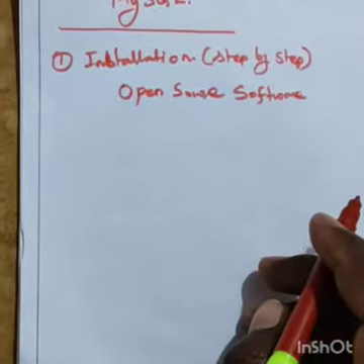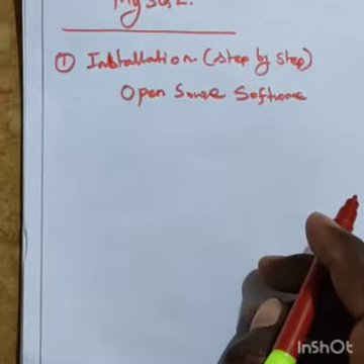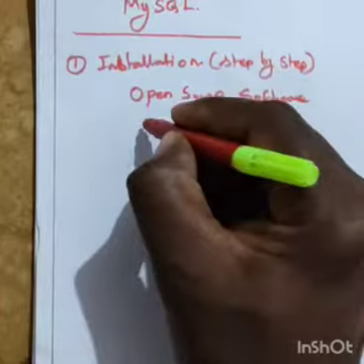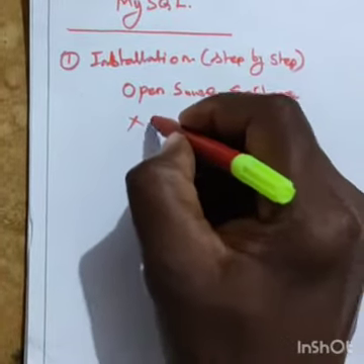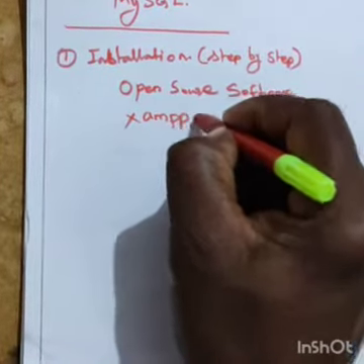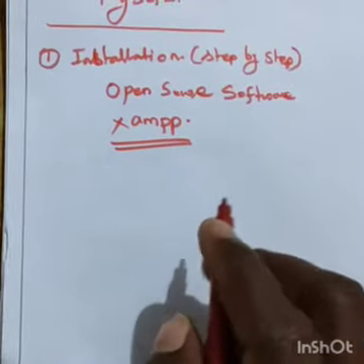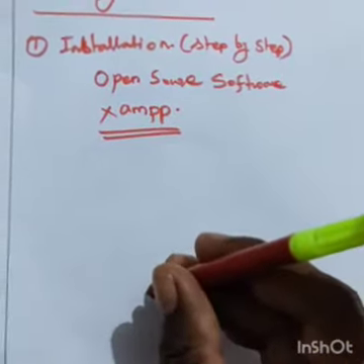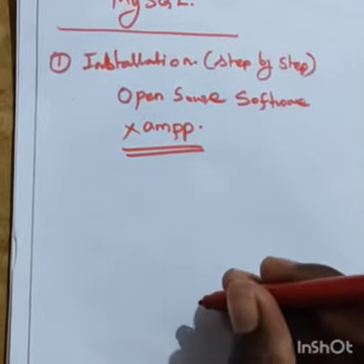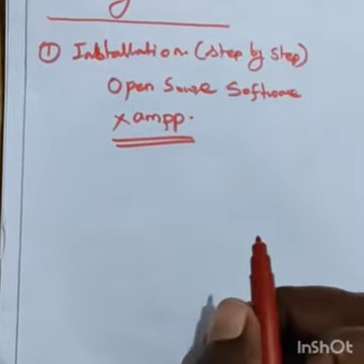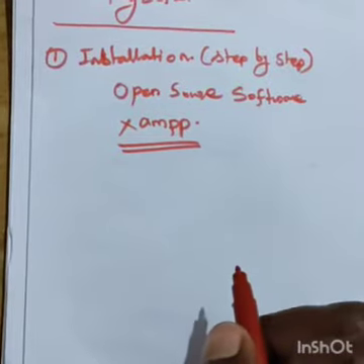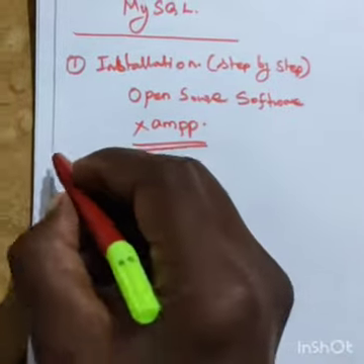If it is in your system, you can open XAMPP. What is this? XAMPP is one software. You can download that software, then install it properly on your system. Whatever steps there are, just follow them. Just try it out. Okay, good.